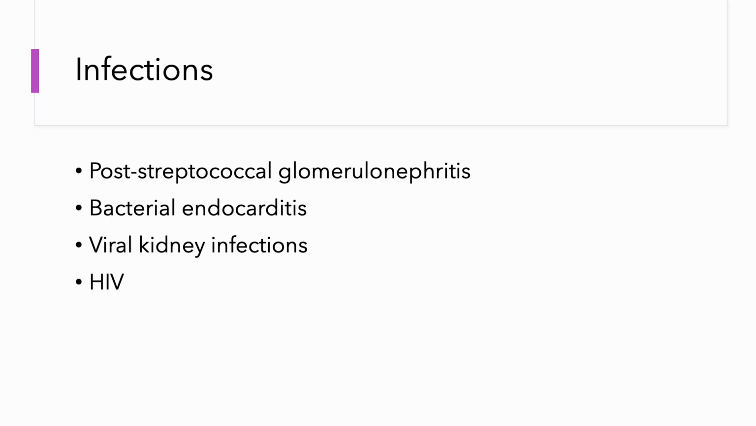And last for infections would be HIV. HIV can lead to glomerulonephritis and progressive kidney damage. This is typically before onset of AIDS.